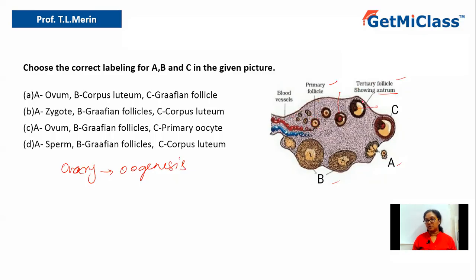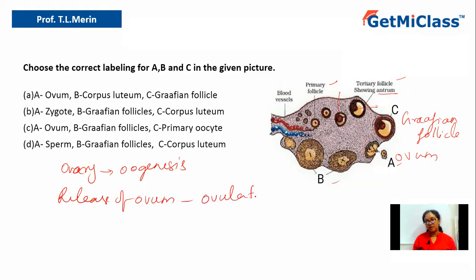This tertiary follicle further gets matured to form something called the Graafian follicle, which carries the mature ovum. The Graafian follicle will then rupture to release the ovum. So what is getting released? That is the ovum, and this process, the release of the ovum, is called ovulation. So A is ovum.